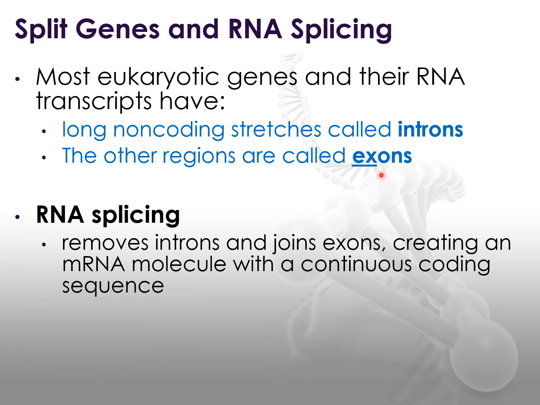Now, sometimes introns must be removed. And the introns are going to be removed by this process, which I just mentioned, RNA splicing. So RNA splicing removes the introns and then joins the exons on either end of the introns to connect that to create the final messenger RNA.